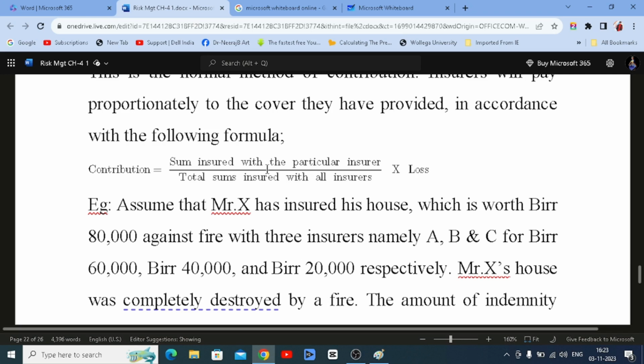This proportion will change as per the sum insured. You can easily calculate the contribution. The lesser the sum insured, the lesser will be the contribution, obviously, because it is a proportion. So this is called the principle of contribution.